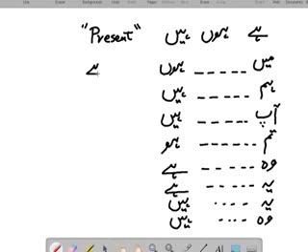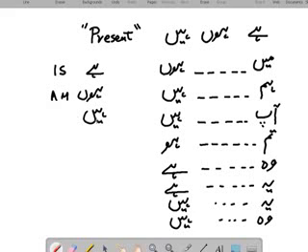Hai means, in English we call it is, and hoon, am, and for hain, it is R. So is, R, M in Urdu we call it hai, hoon, and hain. Is hai, am hoon, and R hain.